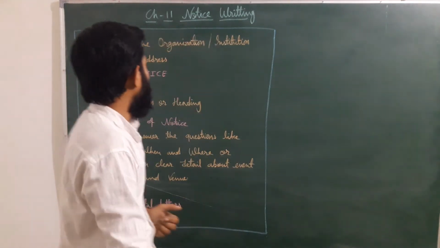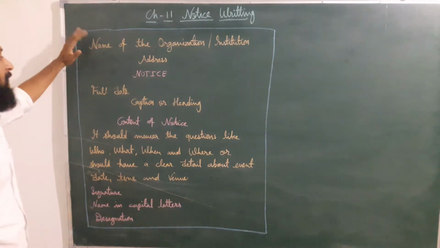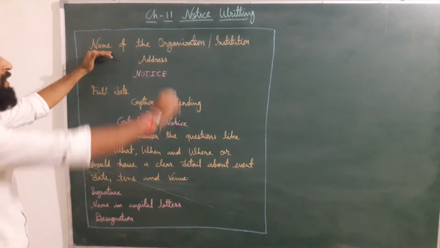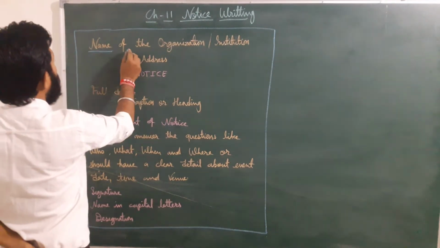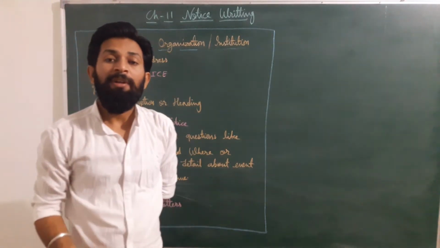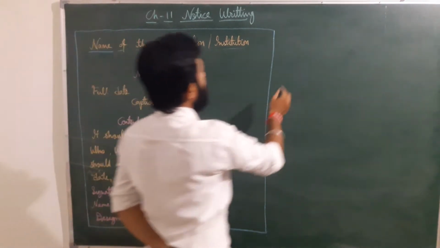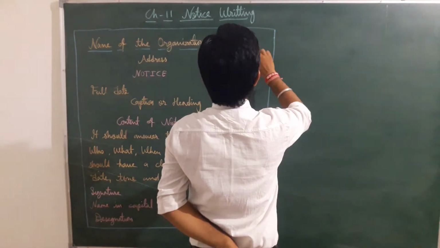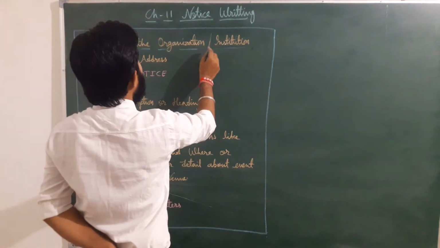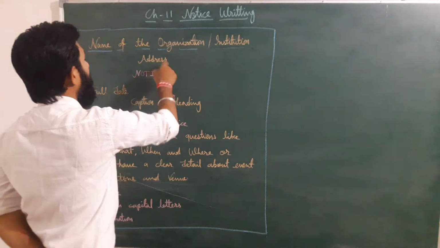Let's start this chapter. Whenever you start to write a notice, start with the name of the organization or institution for which you are writing the notice. Like you are in St. Paul's school, then at the top you have to write the name of the school, St. Paul's school. After that, the address.